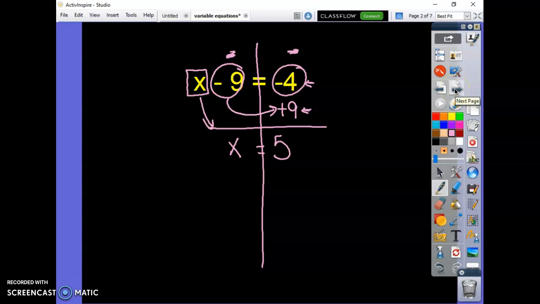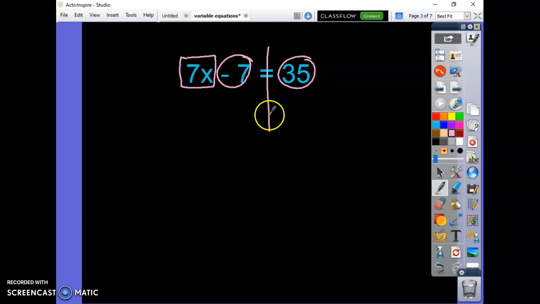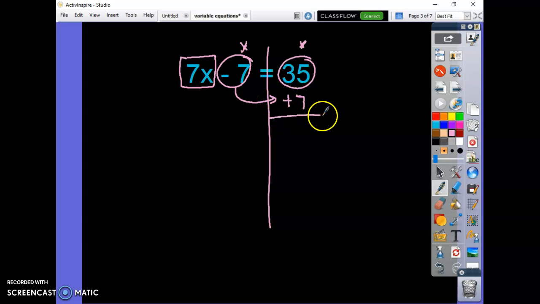Let's go a little bit more complicated. Now you've got 2 steps you have to solve. But again, you're going to box and circle the exact same way. Put a box around your 7x, circle your -7, circle your 35, and draw a line down at the equal. So our first step is going to be to combine circle with circle. So cross the line, change the sign. -7 becomes +7. 35 plus 7 is going to give you a 42.